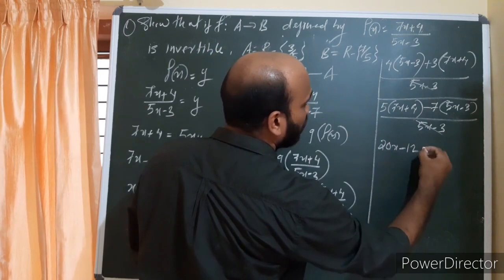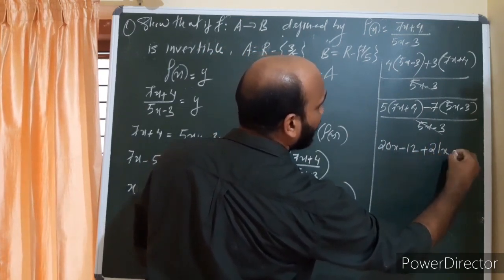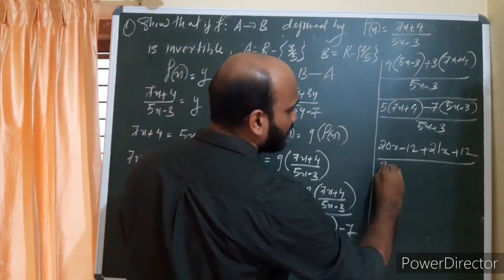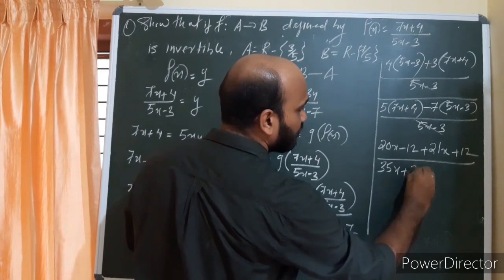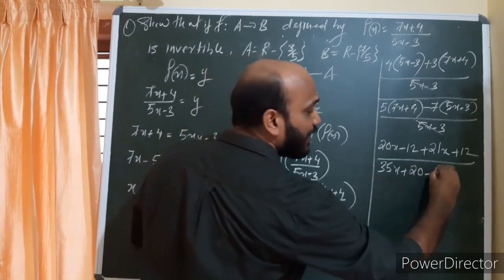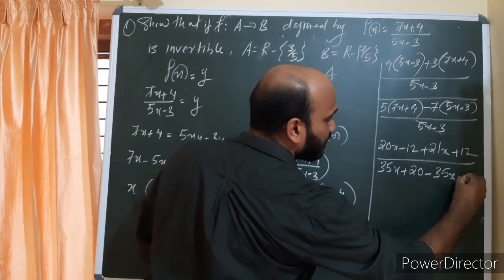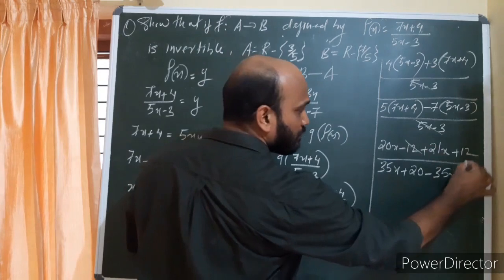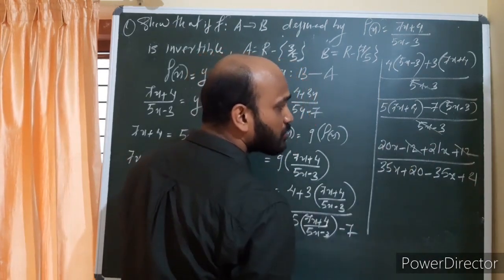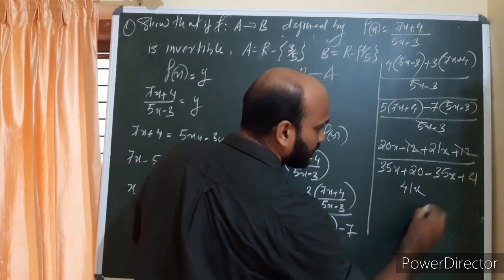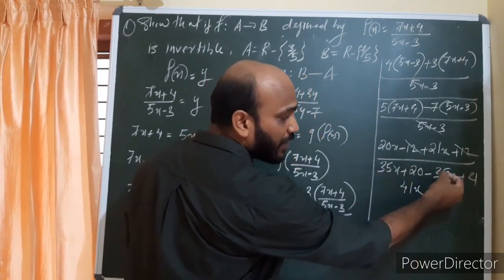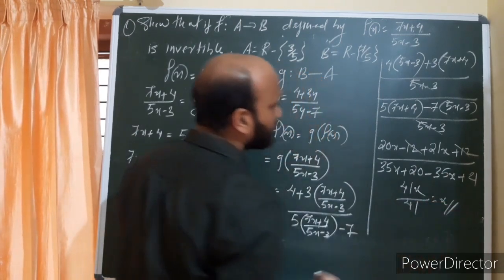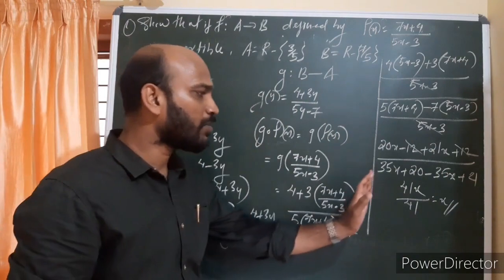So you will get 20x - 12 + 21x + 12, whole divided by 35x + 20 - 35x + 21. You can cancel common terms, minus 12 plus 12, 20x plus 21x, 41x you will get. Here plus 35x minus 35x you can cancel, 20 plus 21, 41. So we are getting x. That means g of f of x equal to x you will get.